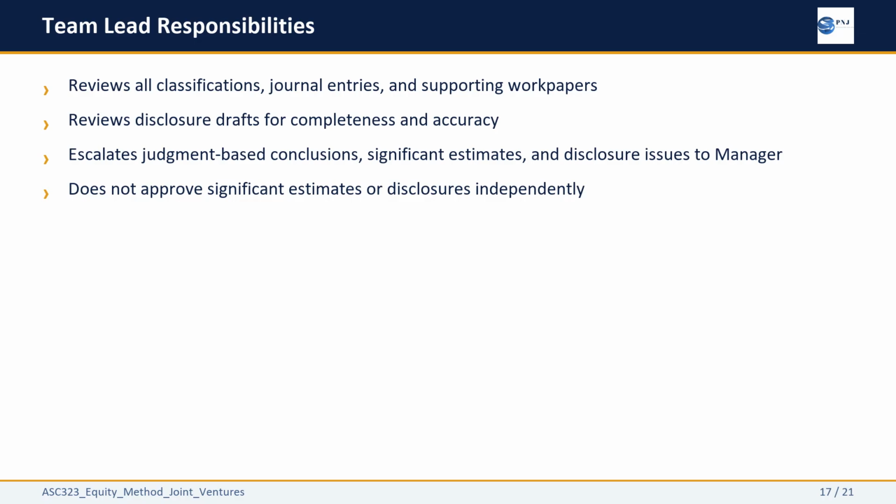The team lead is the first line of review. They review every classification, every journal entry, and every supporting work paper prepared by the team member. They also review the draft financial statement disclosures for completeness and accuracy. The team lead has deeper technical expertise and can catch errors that a preparer might miss, but the team lead also has escalation obligations. Any judgment-based conclusion, significant estimate, or disclosure that requires client communication must move up to the manager. The team lead is not the final decision-maker on matters of substance.